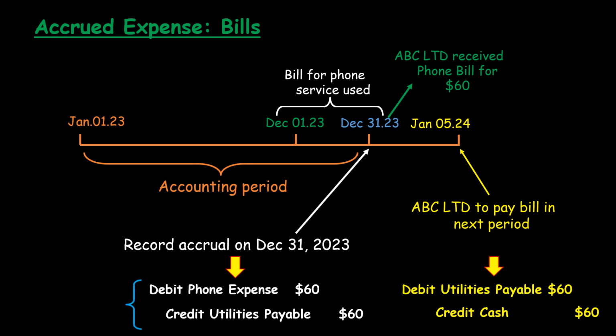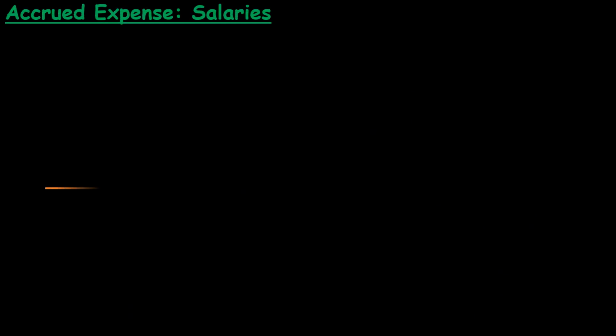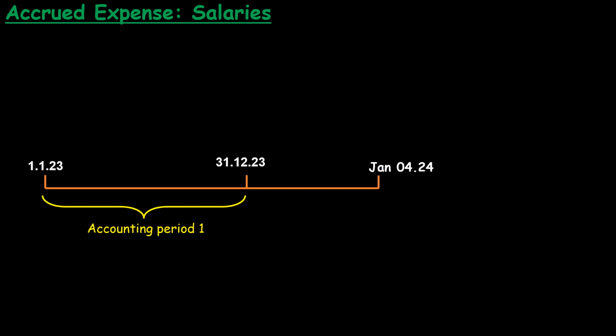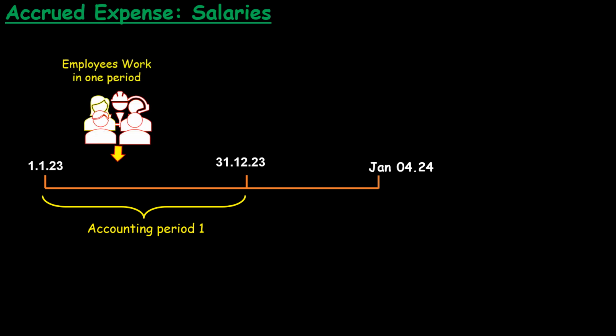So, and the adjusting entry is, by the way, the first one. So it's a bill, a service that is used in one period but paid for another period. Let's look at an example. Salaries is the most common example of accrued expenses. So here again, this line represents the accounting period. So here is an example for salaries.